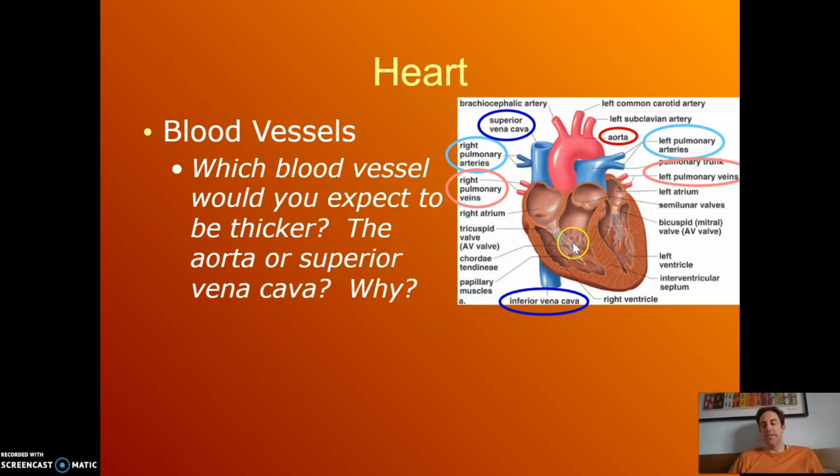Since the right ventricle is a little bit thinner walled, it doesn't produce quite as much force, and so the pulmonary arteries don't need to be quite as thick because they're not being exposed to quite as much force of blood.